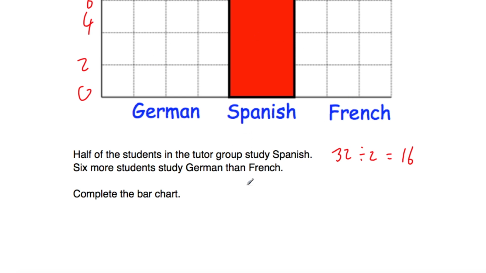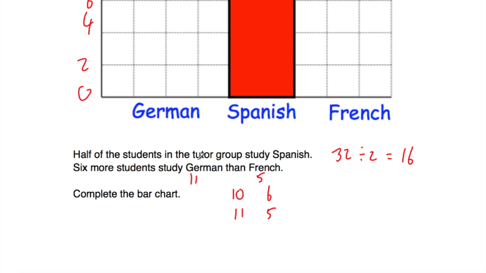So you could use trial and error. You could say, well, is it 10 and 6? They add together to be 16, but that number is not 6 bigger than that one. We could then do 11 and 5. They add together to be 16, and yes, 11 is 6 bigger than 5. So that means that 11 studied German and 5 studied French. So we've worked it out just using trial and error. We started off with 10 and 6, that's not 6 more. We then had 11 and 5, they add together to be 16, and that's 6 bigger than that one. So 11 students studied German and 5 studied French.